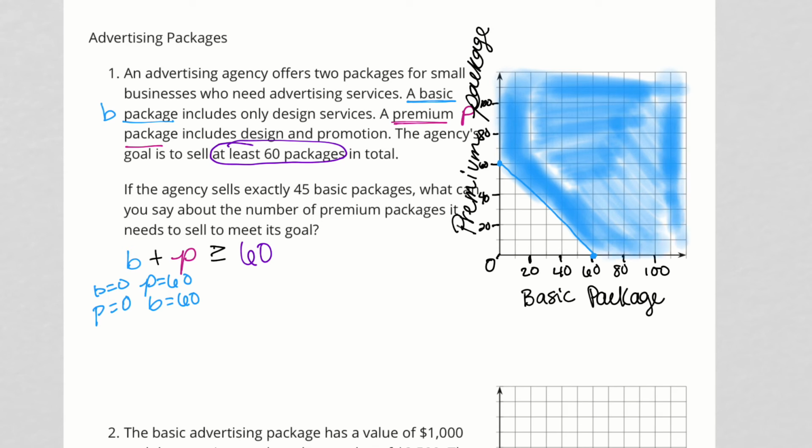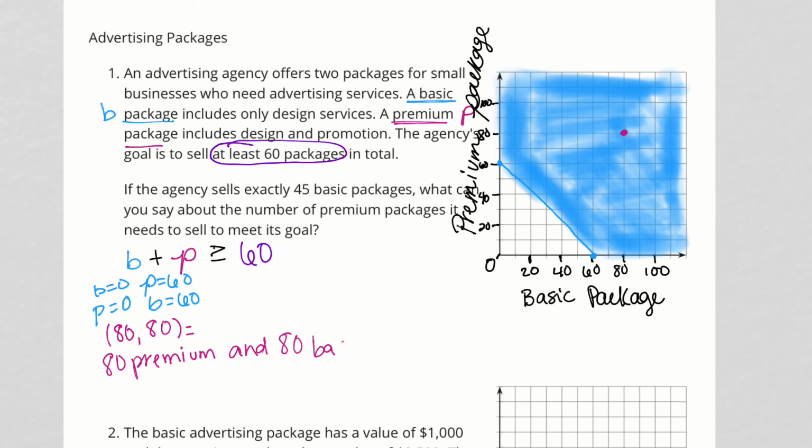So somebody pick a point. 80. Let's go back over here. If I do 80, that's where that point is right there. What does 80 mean? Both 80 premium and basic packages were sold. 80 premium and 80 basic packages were sold. How many packages is that total? 160.